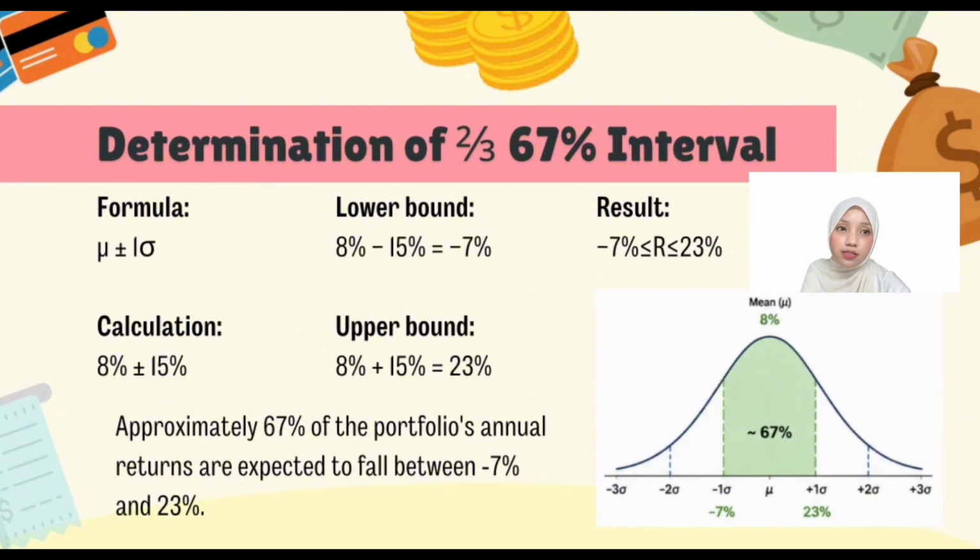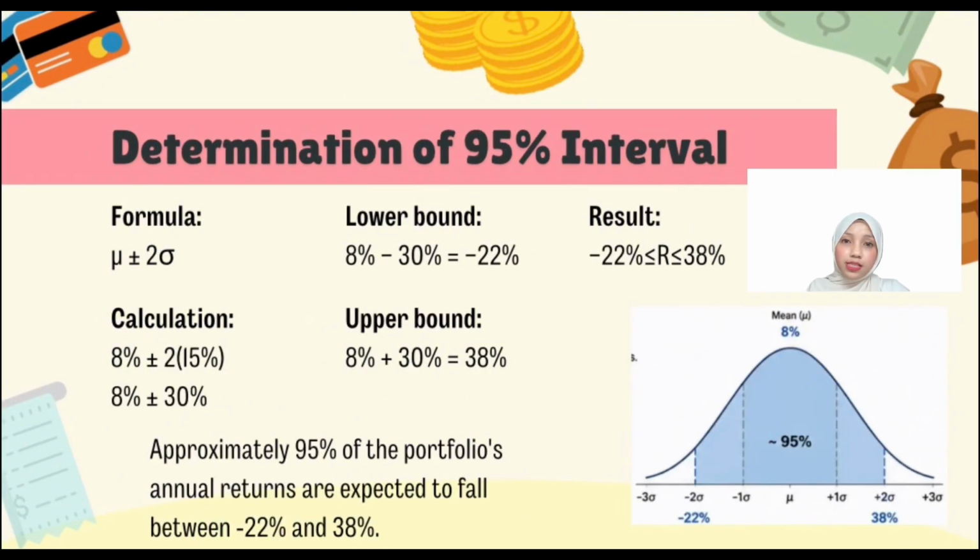normal market conditions. Now, we determine the 95% interval by applying the empirical rule using the formula mean plus or minus 2 standard deviations, or mean plus minus 2 sigma.